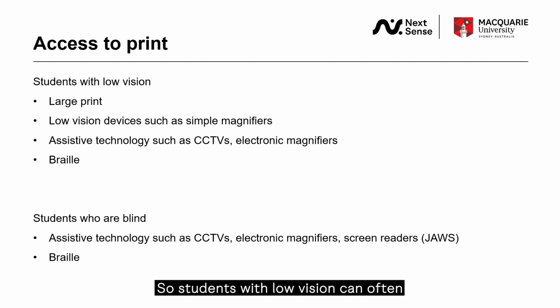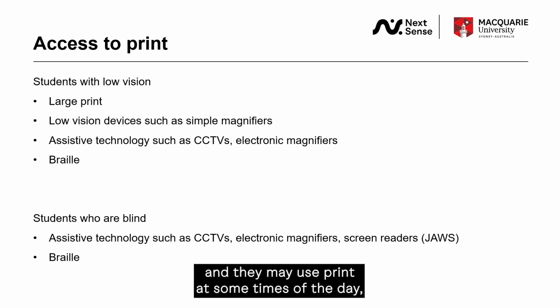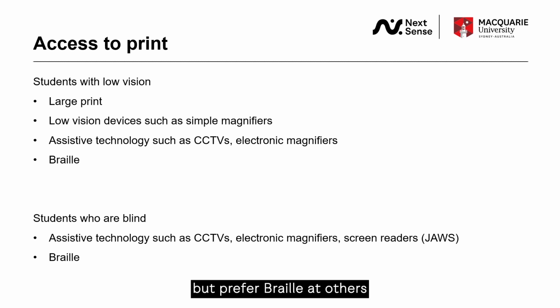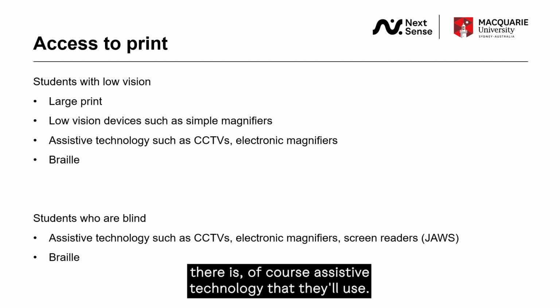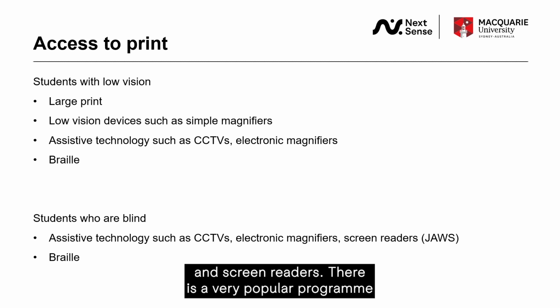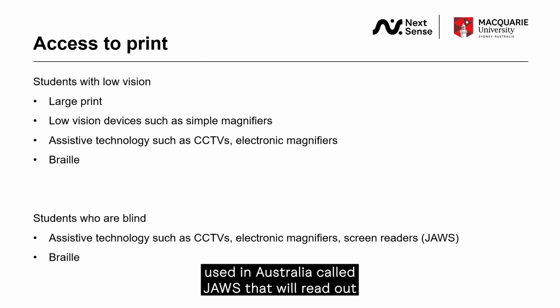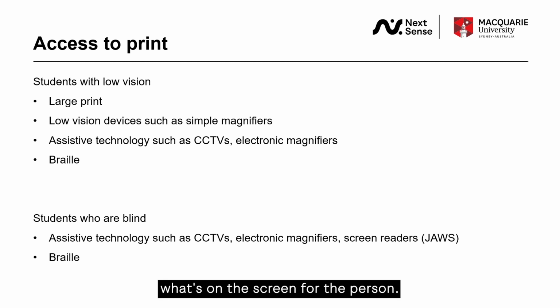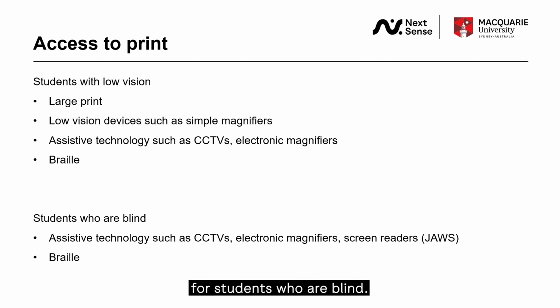So students with low vision can often suffer high levels of visual fatigue, and they may use print at some times of the day but prefer Braille at others when their visual efficiency is low. And for students who are blind, there is of course assistive technology that they'll use, again CCTVs, electronic magnifiers, and screen readers. A very popular program used in Australia called JAWS will read out what's on the screen for the person. And of course Braille is very useful for students who are blind.